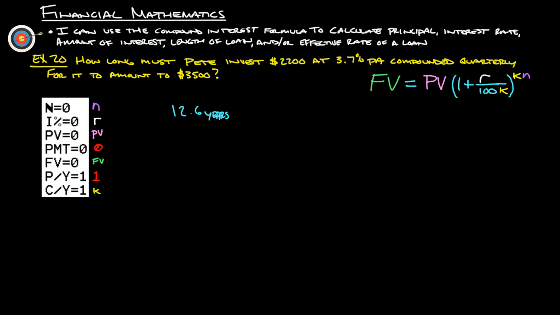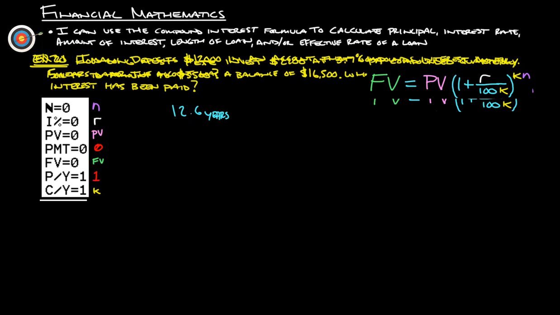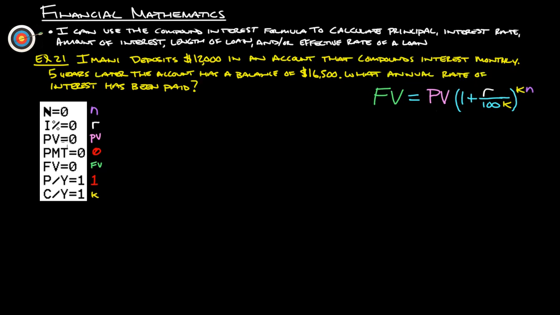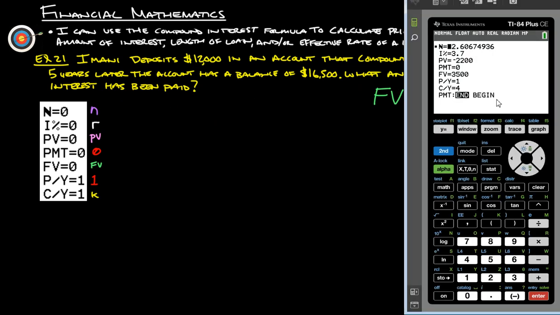Okay? All right, and then one more example we have here is Amani deposits $12,000 in an account that compounds interest monthly. 5 years later, the account has a balance of $16,500. What annual rate of interest has been paid? Okay, so we clear this out, and it says 5 is our time. Let's see what interest has been paid. That's the interest. That's what we're going to solve for. So we can just leave that one alone for now.